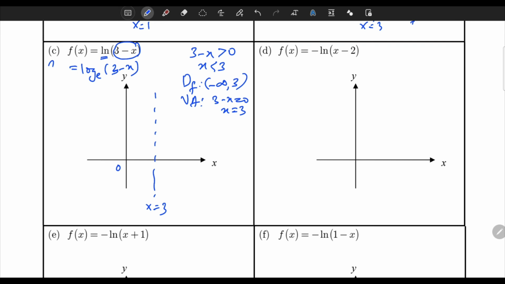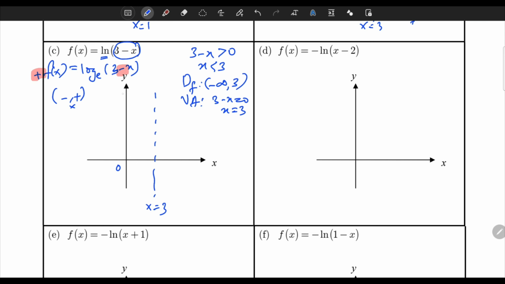And then if you look at your function given, your x is negative here. So this is positive. So this is positive. So we have negative, positive. Where is that? That should be in the second quadrant. So somewhere here.